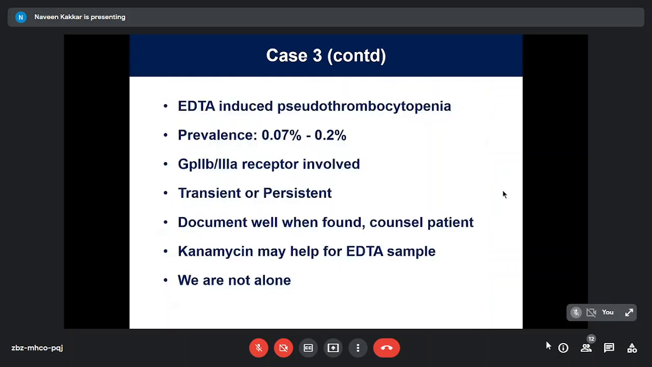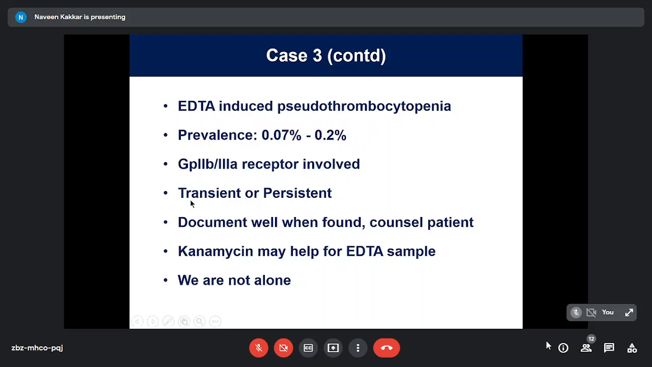So what was this? This condition is EDTA-induced pseudothrombocytopenia, false thrombocytopenia, because EDTA induces so much platelet clumping that the machines cannot count them. They are not coming into the machine count at all. Only the single ones will be counted, and these clumps will be edited from the count or go into the WBCs. The prevalence is pretty low, 0.07 to 0.2%. It happens often in hospitalized patients with autoimmune disorders, malignancy or sepsis, and the GPIIb/IIIa receptor is involved. Again, EDTA opens up the epitopes on the surface of the platelets, and then they agglutinate or stick together.